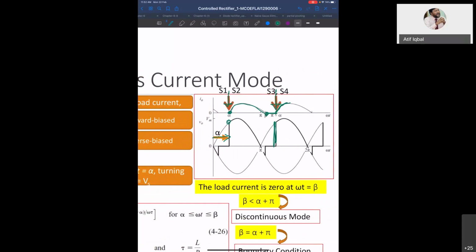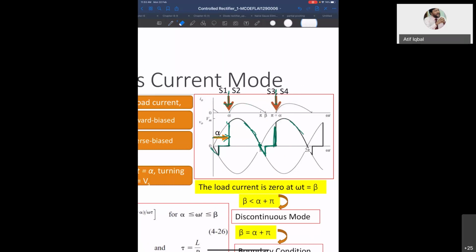Okay, and how will the output voltage look? Output voltage will be the same as your source voltage. At pi, it will go further negative, as we have discussed earlier, because of the RL load. It goes negative, and then from here to here it is zero, and then again it will follow. So you will have some negative portion in it, and the current will be like this. This is called discontinuous conduction mode.